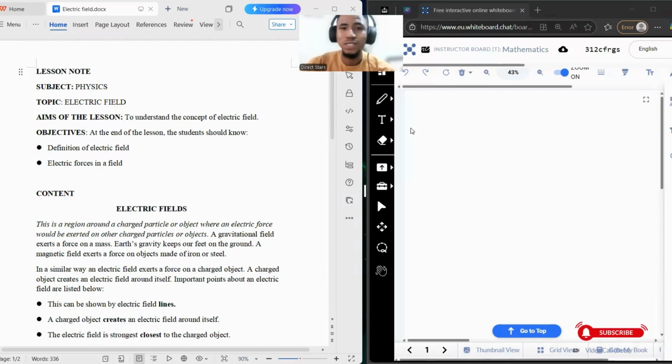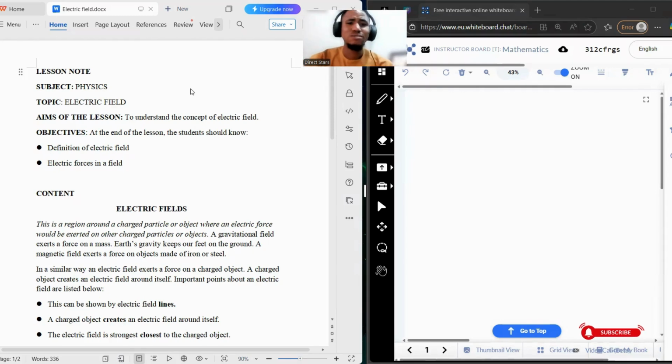Our topic for today is electric field. The name of today's lesson is for you to understand the concept of electric field. Today's objective is for you to know how to define electric field and electric force in a field. So, first, what is electric field?